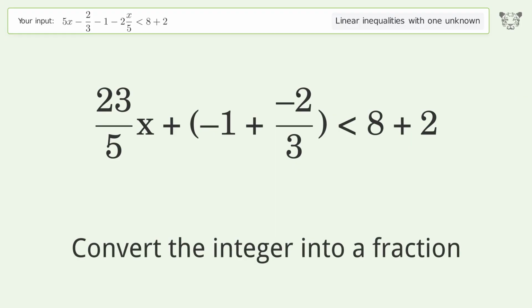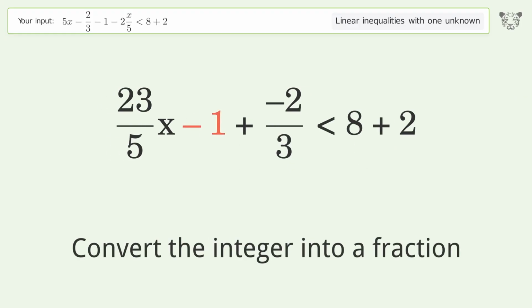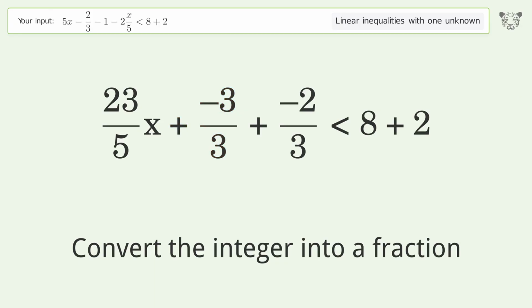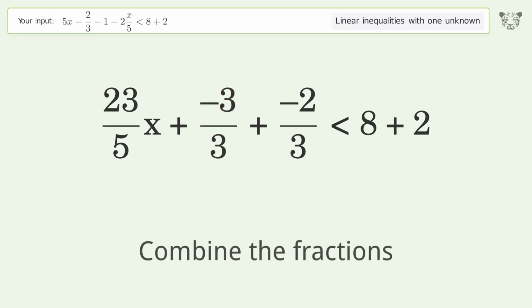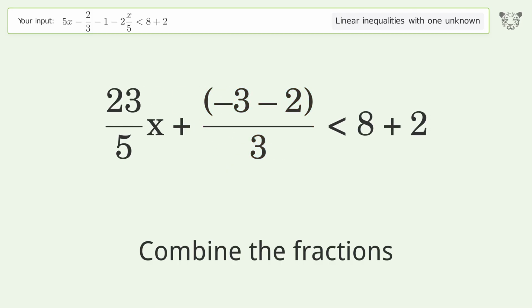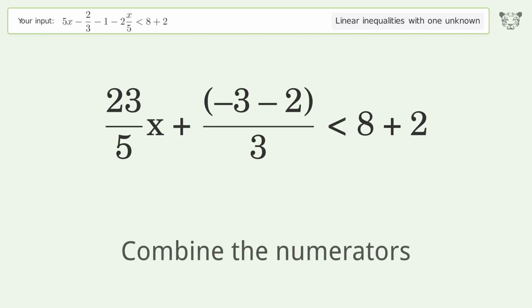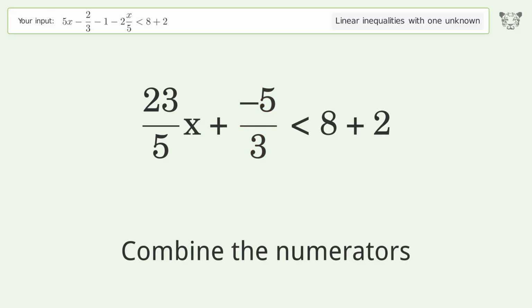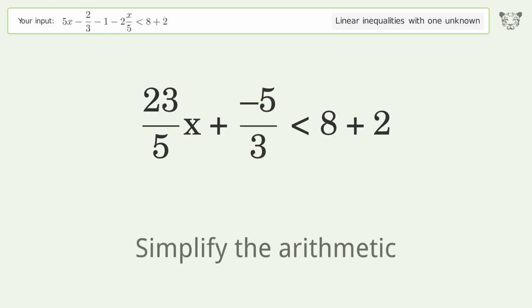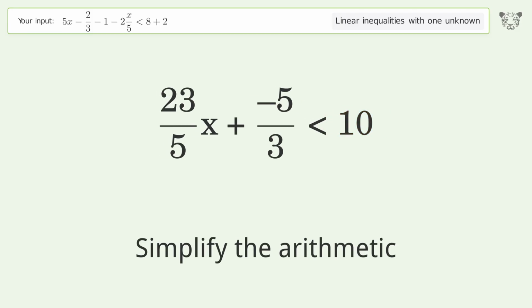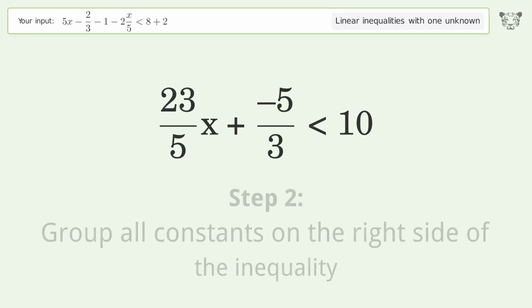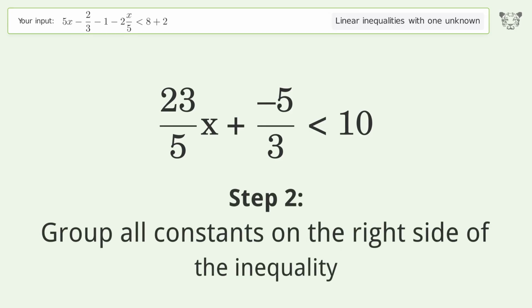Convert the integer into a fraction. Combine the fractions. Combine the numerators. Simplify the arithmetic. Group all constants on the right side of the inequality.